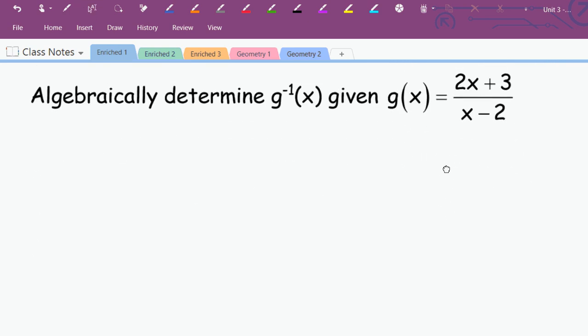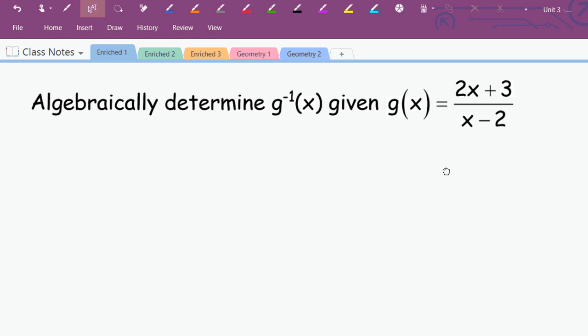Going right now and determine g inverse of that particular g of x right now on your own.